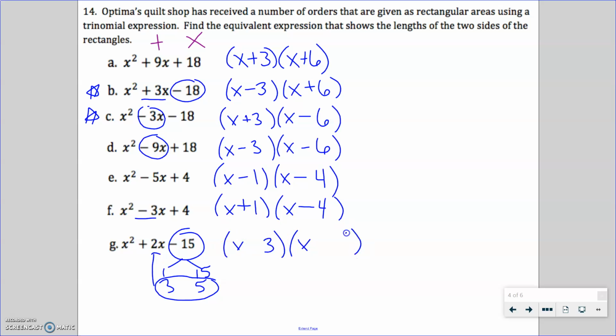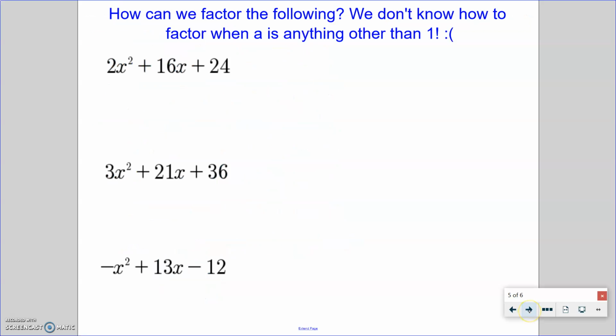So you start with, okay, don't even worry about positive, negatives, anything like that. Just go, okay, I want to use 3 and 5. So I want to add and get a 2. So let's make the 5 positive and the 3 negative. When I multiply them, I get -15. I'm good to go.